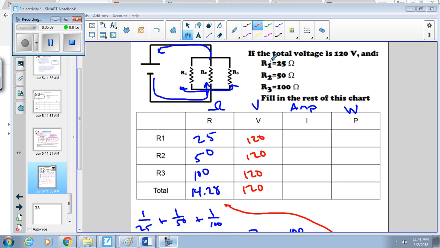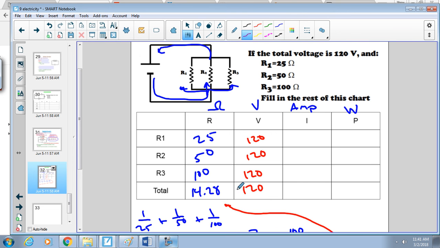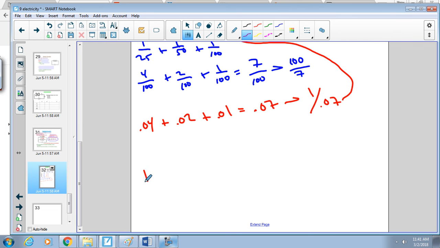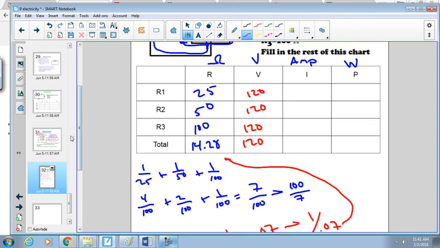Okay, so current. We're going to use Ohm's law. Ohm's law, again, is current equals voltage divided by resistance. So we take our voltage, 120, and divide it by 25, take 120 divided by 50, take 120 divided by 100. You should end up with 4.8, 2.4, and 1.2.